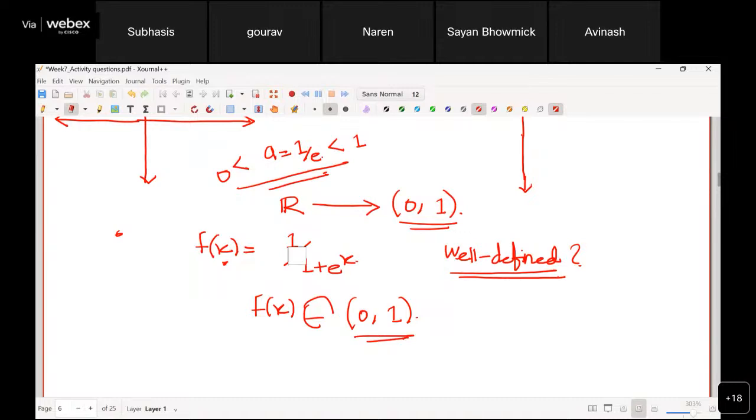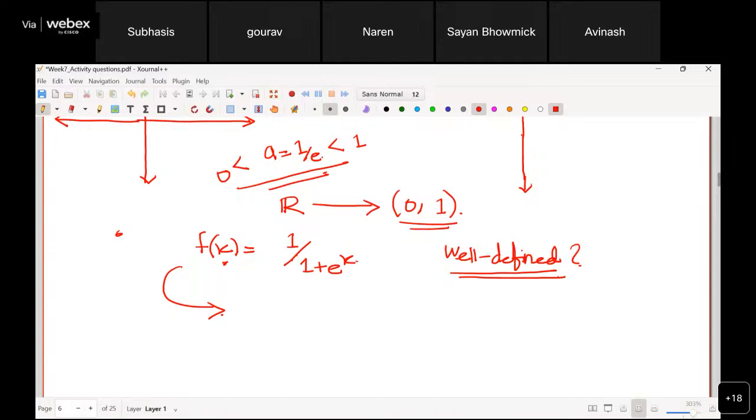Sir, yes, sir, it is well defined, sir. Yeah. So how can you tell me how? Sir, if I take any value for x, it is landing between 0 to 1, sir. If I take suppose e to the power 10, then it gives a value between 0 to 1. Yeah, correct.